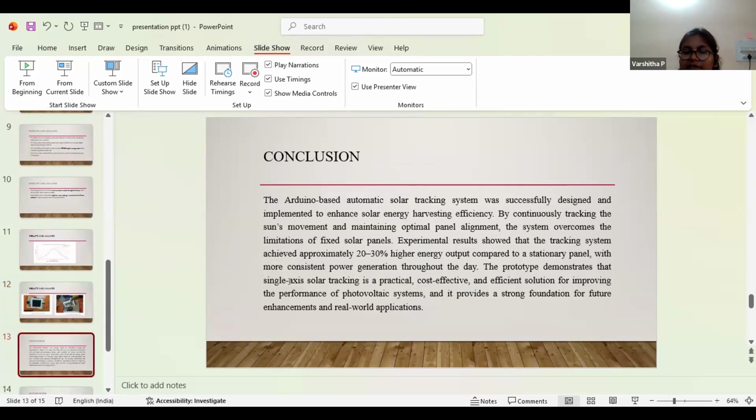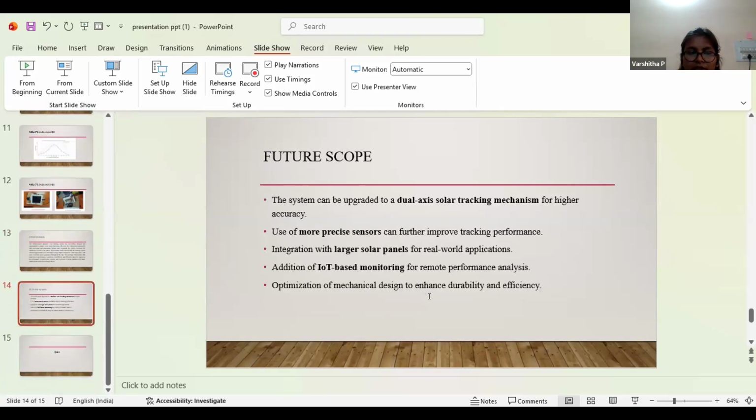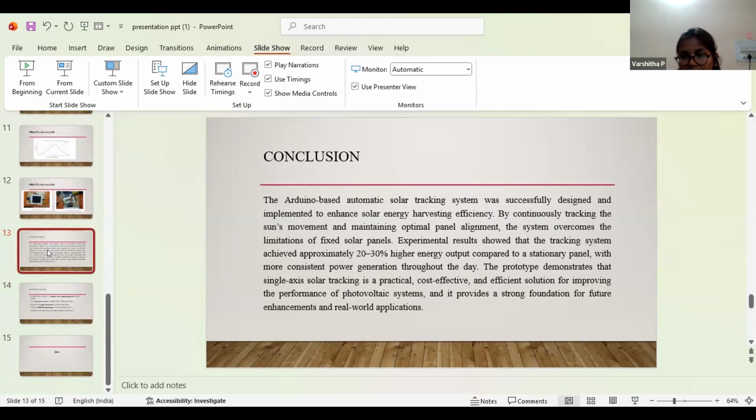And in conclusion, the Arduino based automatic solar tracking system was successfully designed and implemented to enhance the solar energy harvesting efficiency. By continuously tracking the sun's movement and maintaining optimal panel alignment, the system overcomes the limitations of fixed solar panels. Actually, it delivers 20 to 30% higher energy compared to the static panels. The prototype demonstrates that single axis solar tracking is practical, cost effective, and an efficient solution for improving the performance of the photovoltaic system, and it provides a strong foundation for future enhancements and real world applications.